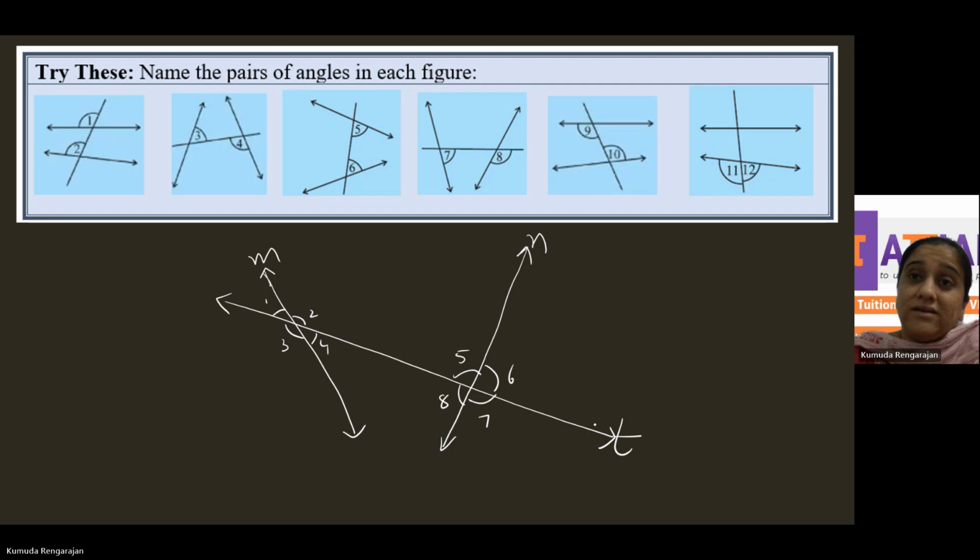Corresponding angles will be one exterior, one interior. Okay. Anil, try alternate interior angles. Alternate means on either side. 2 and 8. Very good. Alternate exterior angles, Avanish. 6 and? Very good.